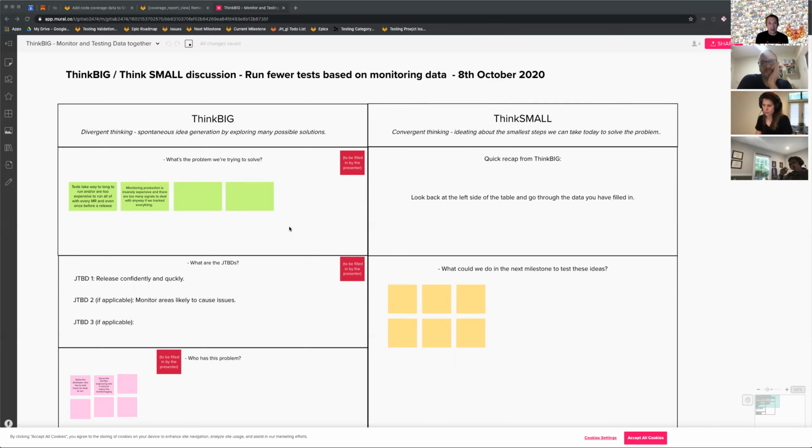Is that a good way to have confidence while reducing the number of tests that are run? I think this is, first of all, yes.